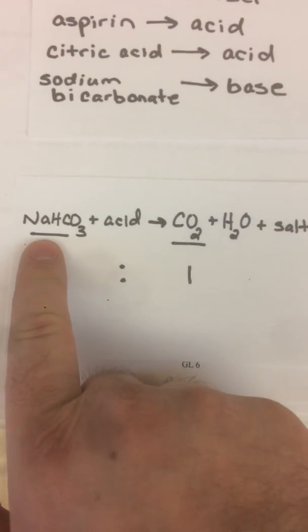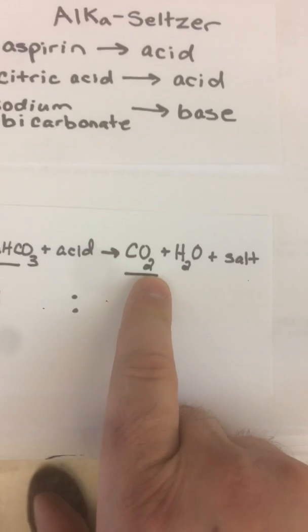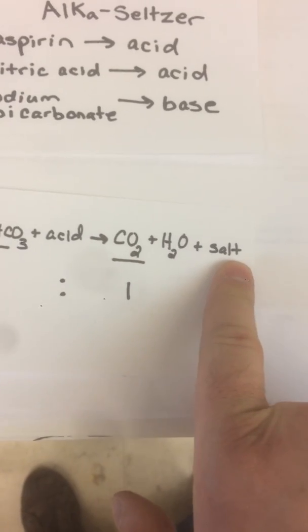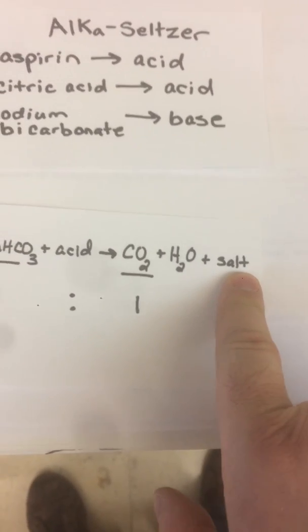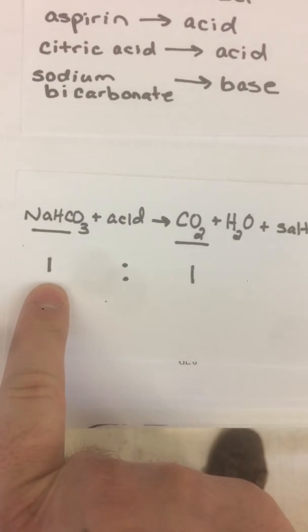So here's the sodium bicarbonate, that's its formula. Reacts with acid, it makes carbon dioxide, water, and then some kind of salt. What's important with this chemical equation is the ratio of these two. That's going to come into play later.